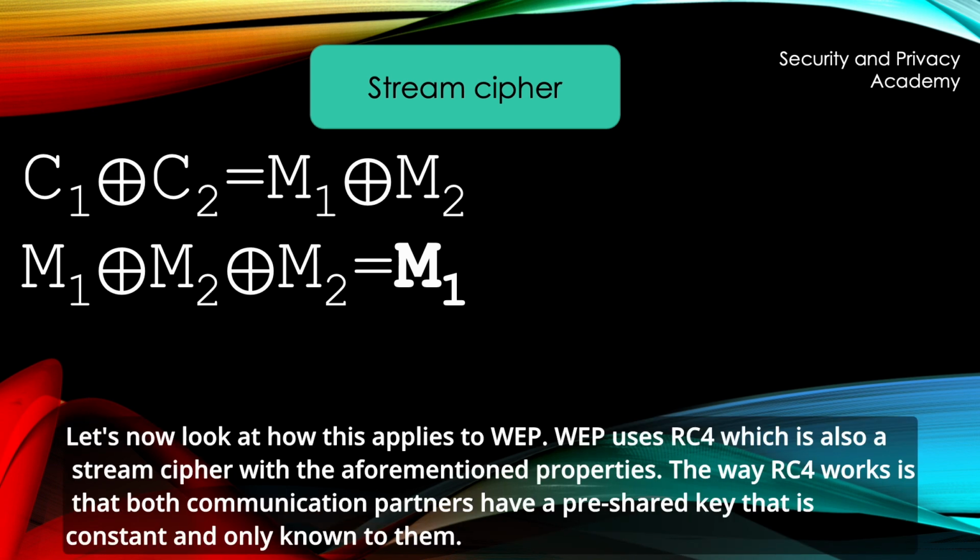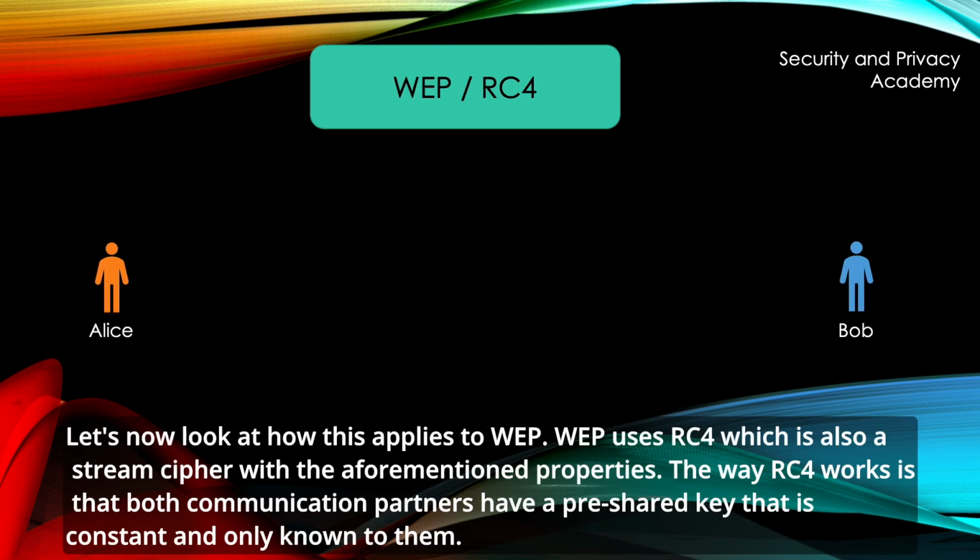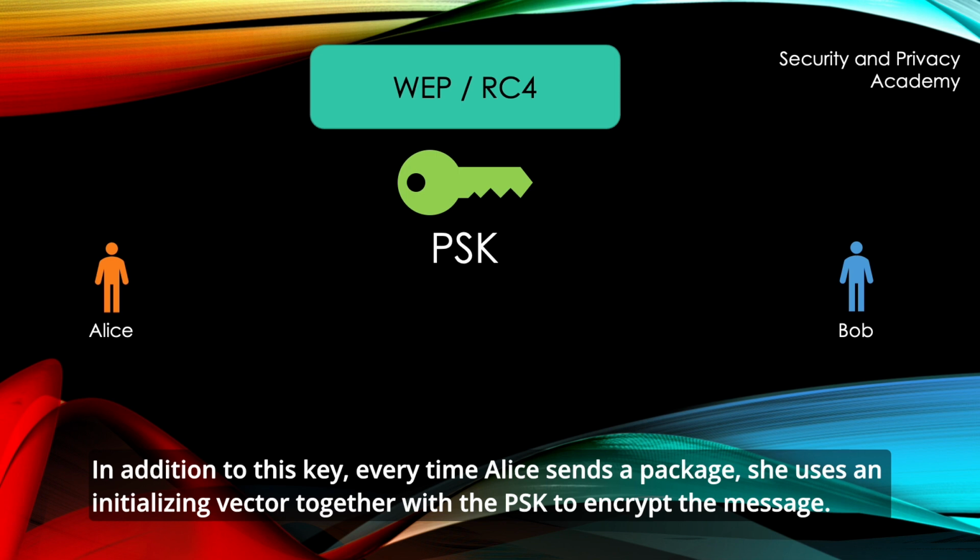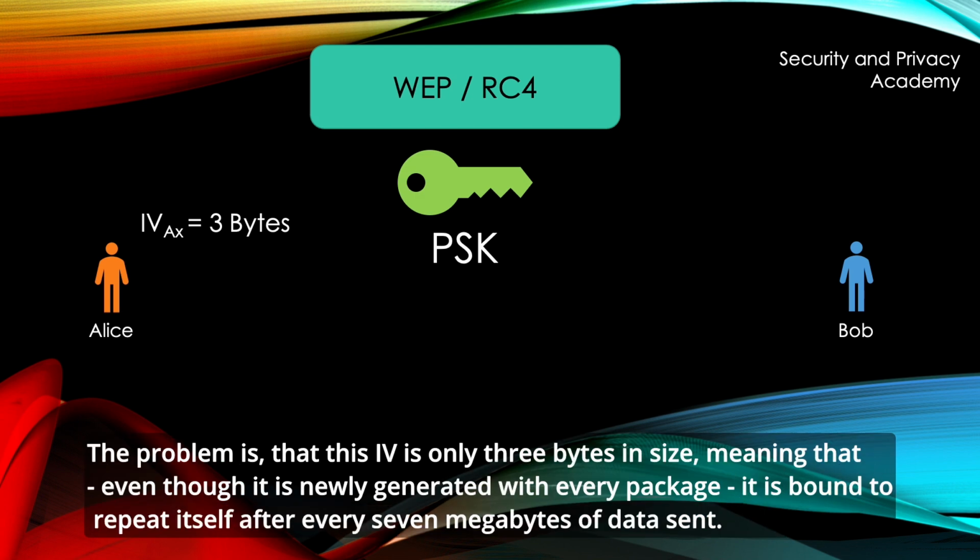Let's now look at how this applies to WEP. WEP uses RC4, which is also a stream cipher, with the aforementioned properties. The way RC4 works is that both communication partners have a pre-shared key that is constant and only known to them. In addition to this key, every time Alice sends a packet, she uses an initialization vector together with the PSK to encrypt the message. The problem is that this IV is only 3 bytes in size, meaning that even though it is newly generated with every packet, it is bound to repeat itself after every 7 megabytes of data sent.